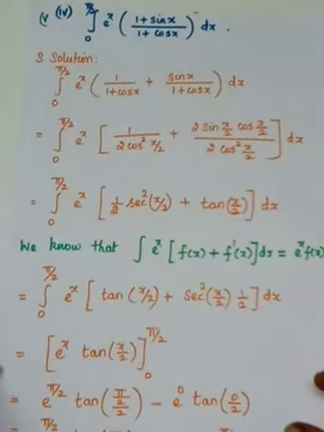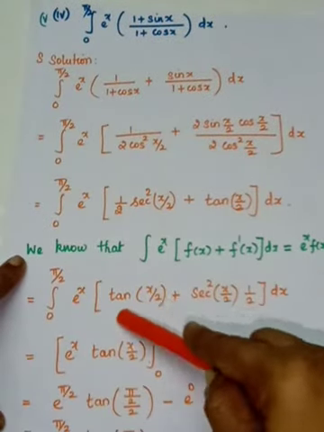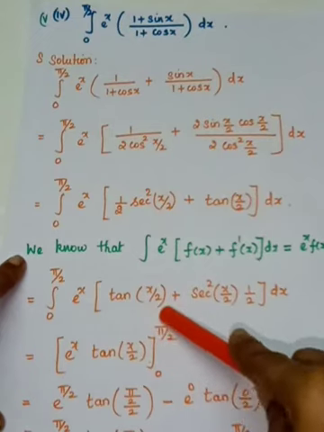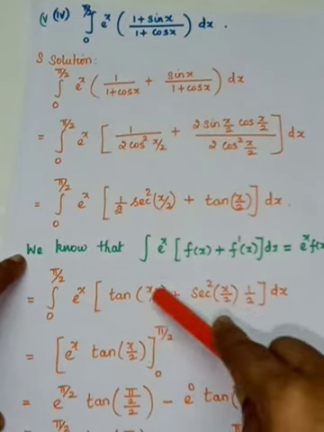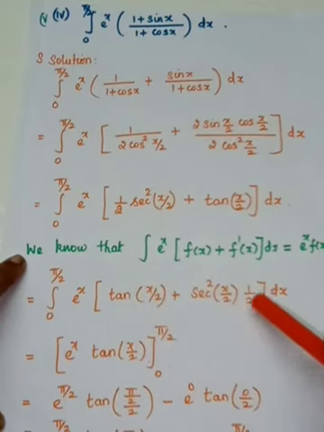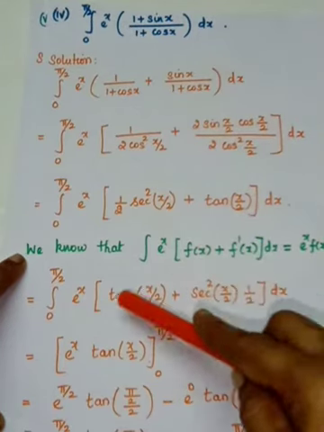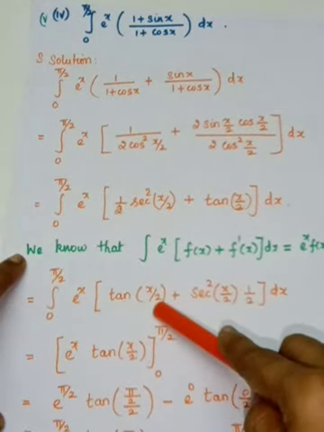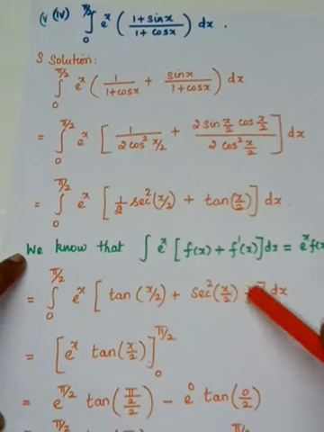See now here e power x. First I will take tan x by 2. The differentiation of tan x by 2 is secant squared x by 2, and this x by 2 if you differentiate it is 1 by 2 into dx. So when you compare this term with the formula, in the place of f of x it is tan x by 2 and your f dash of x is secant squared x by 2 into half into dx.